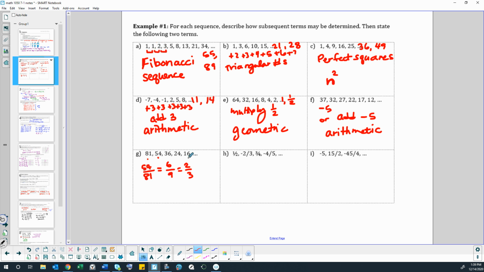So 16 times 2 is 32. Divided by 3, well, that's an oddball number. 32/3. And then we would have 64/9. So our next 2 numbers are a little bit complicated. We are multiplying the same number each time, even though it's a fraction. It's the same number being multiplied over and over. So we call that a geometric sequence.